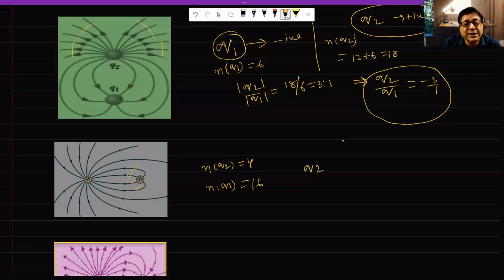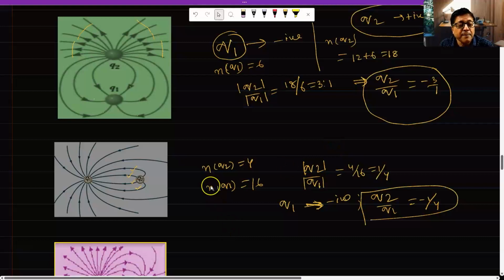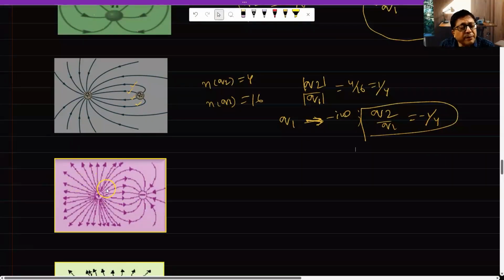So if you take mod Q2 by mod Q1, this is going to be 4 by 16, that is 1 by 4. But lines of force are terminating at Q1, so Q1 is negative. What does it mean? That the ratio Q2 by Q1 is going to be equal to minus 1 by 4. Clear? This we can compare in all these diagrams.